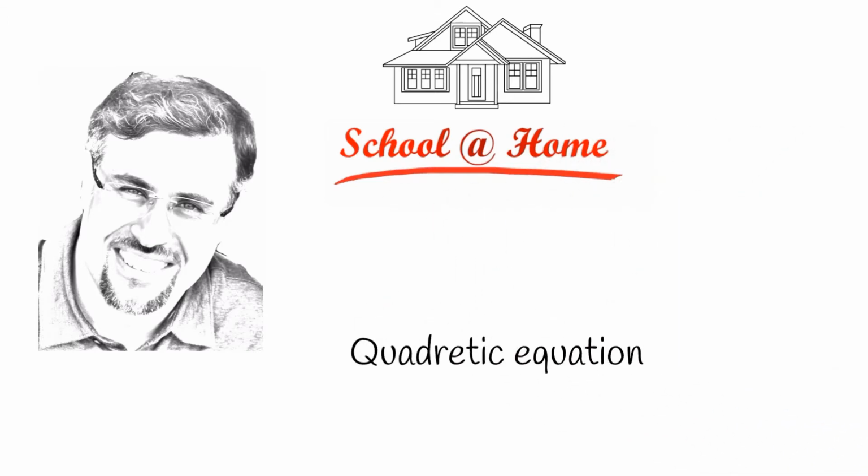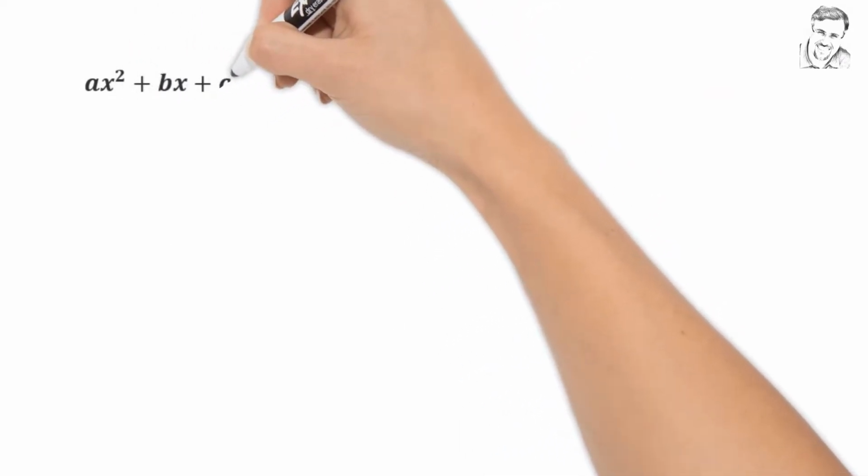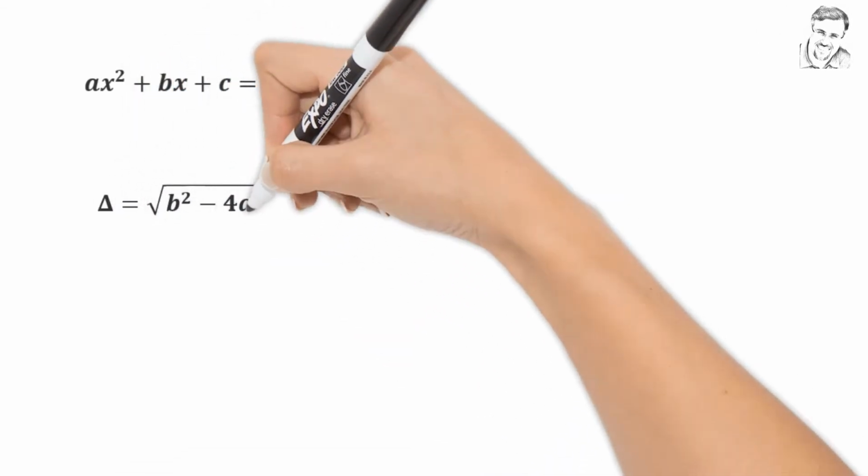In this video, you will learn how to find the answers of a quadratic equation. This is the general form of a quadratic equation. A, B, and C are constants, and obviously A should not be 0.